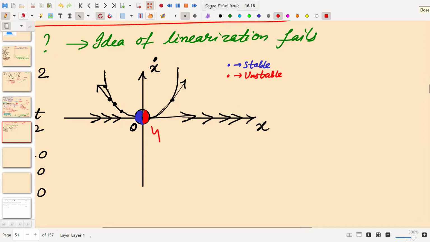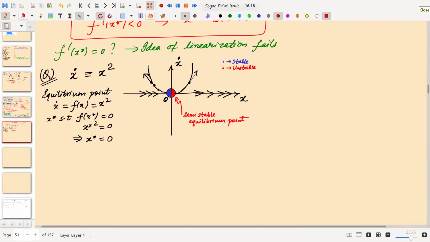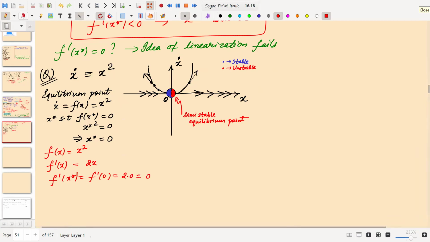So this kind of structure is known as a semi-stable equilibrium point. It is known as a semi-stable equilibrium point. Now remember, what is f of x here? f of x is x square, right? Now what is the derivative of f? 2x. Okay, what is the derivative at x star? That is the derivative at 0. 2 times 0, that is 0.